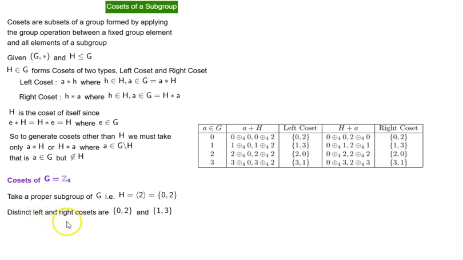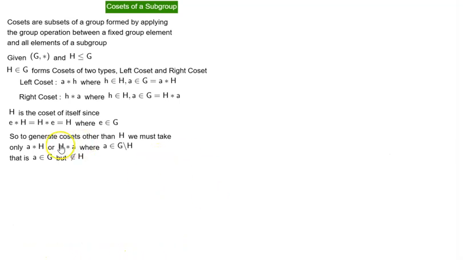The distinct left and right cosets are, now here remember there might be duplicates in the right and left cosets. There's no point in repeating them. So we say distinct left and right cosets are 0, 2 and 1, 3. So since Z4 is abelian, A plus H equals H plus A, and hence left and right cosets are the same. Now let's take another example, which is non-abelian.